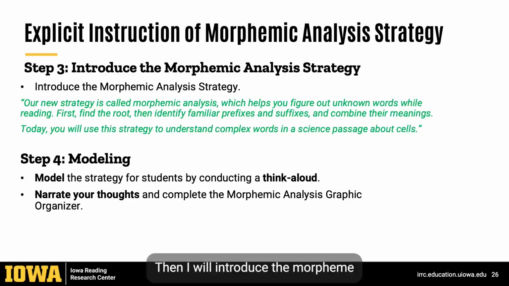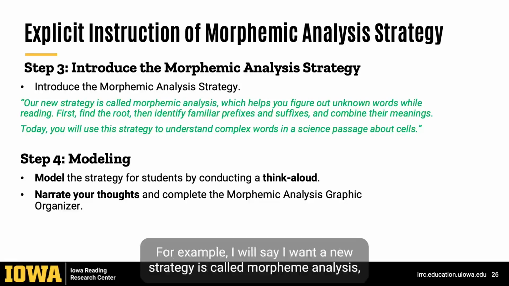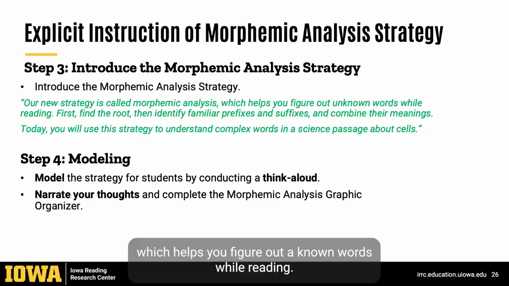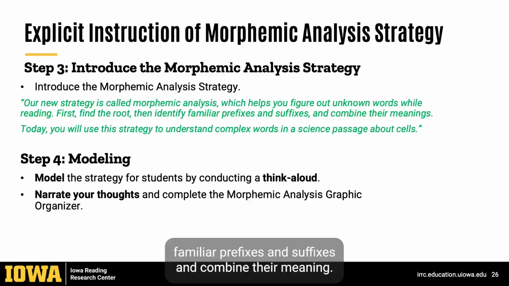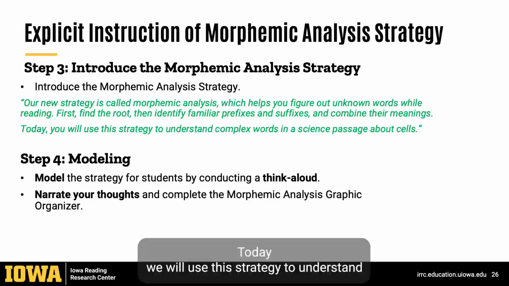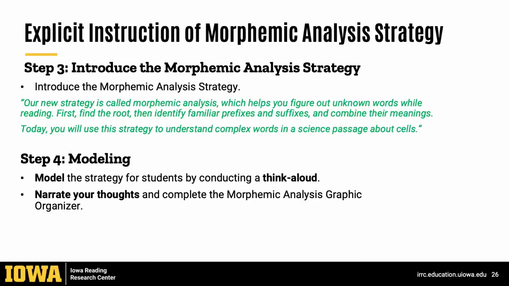Then I will introduce the morphemic analysis strategy, explaining the steps and when students will use it. For example, I will say, our new strategy is called morphemic analysis, which helps you figure out unknown words while reading. First, find the root, then identify familiar prefixes and suffixes and combine their meaning. Today, we will use this strategy to understand complex words in a science passage about cells.